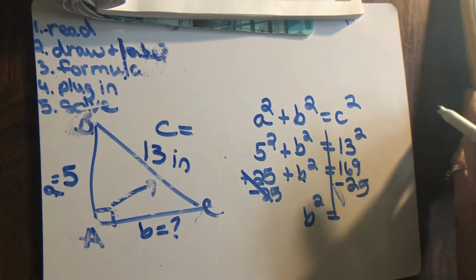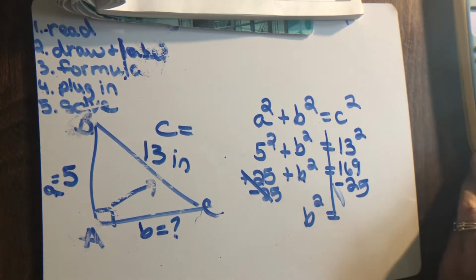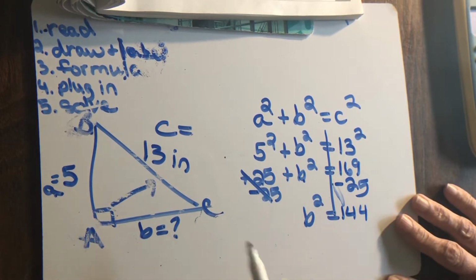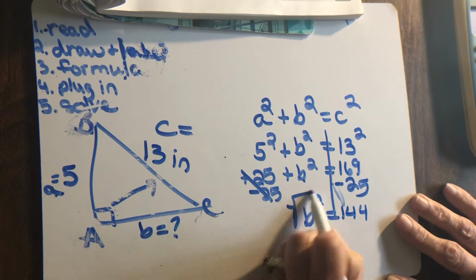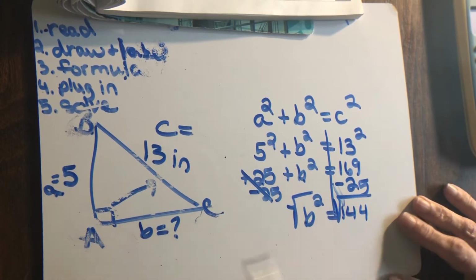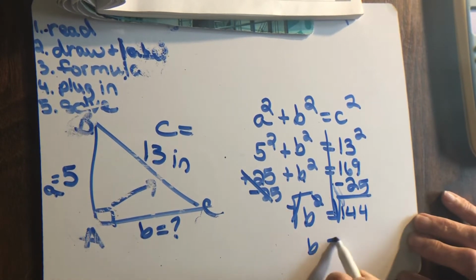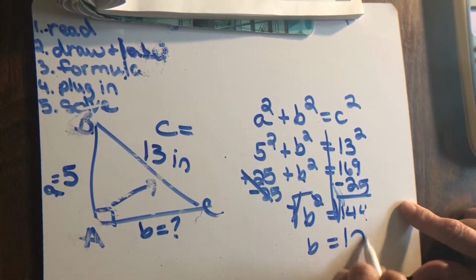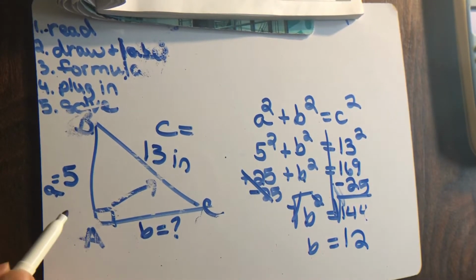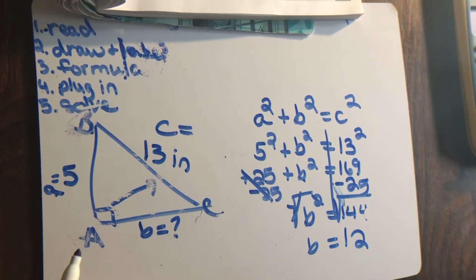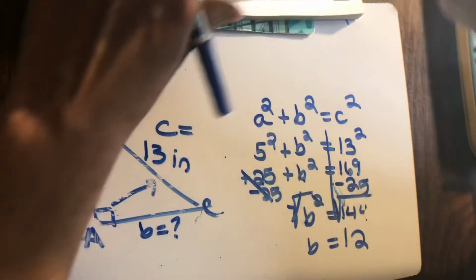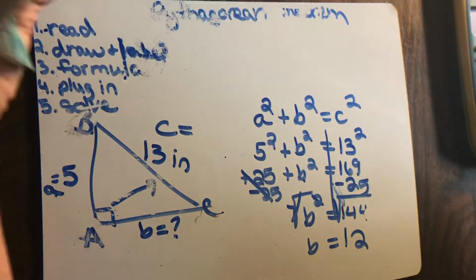So it's really not anything you haven't done already. How do you take the opposite of a square? You take a root, cancel. What number times itself equals 144? 12. So what's the length of whatever side they said? 12. Okay, super easy. Pythagorean theorem is super easy. All right, let's do another one.